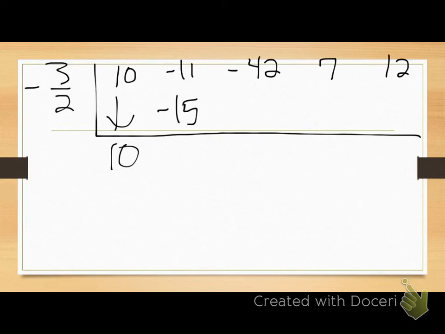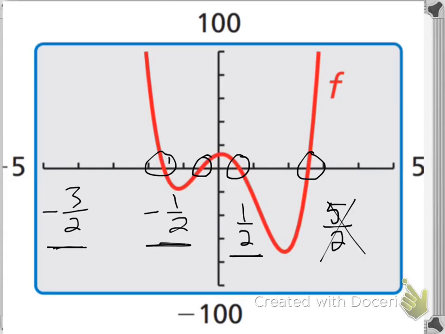3/2? No. Because that's negative 3/2 on my graph, right? So if negative 3/2 works, then I would make it x plus 3/2 as my factor. Does that make sense? Did I answer your question? I don't change the sign on here because I'm testing out the point negative 3/2 because it's to the left of the y-axis. Does that make sense?